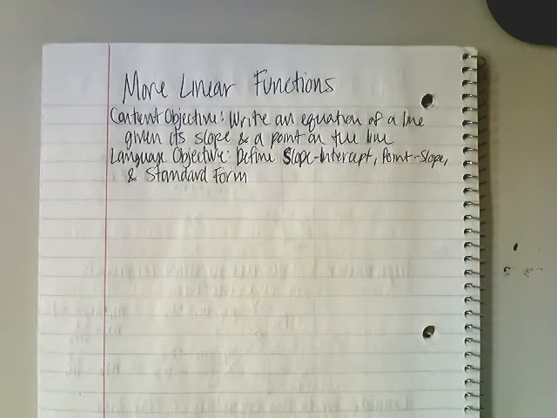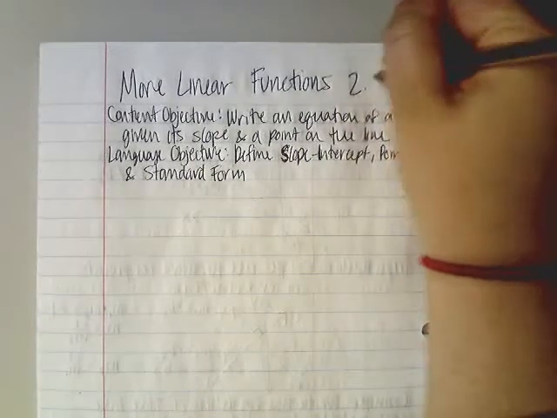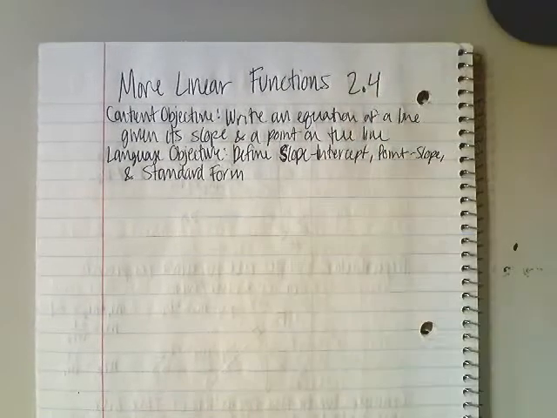So today's notes are more on linear functions. It's going to be chapter 2, section 4. We've skipped to 3. Our content objective is going to be to write an equation of a line given its slope and a point on the line.